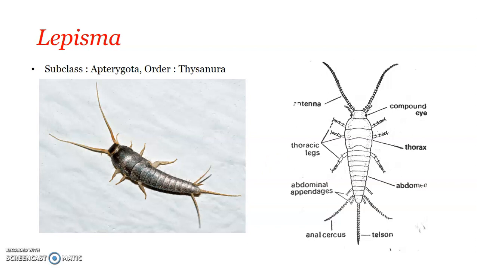The Lepisma, as already mentioned, is considered to be a domestic pest. Their body is flattened, covered with silvery scales. As already mentioned, they have biting and chewing mouthparts. It is commonly found in damp, cool places and in books, and they feed upon cellulosic matter.